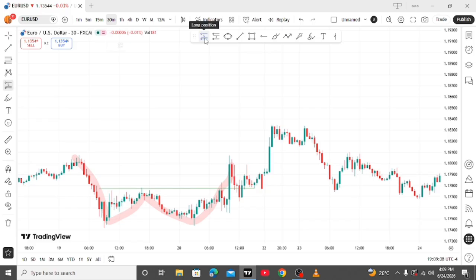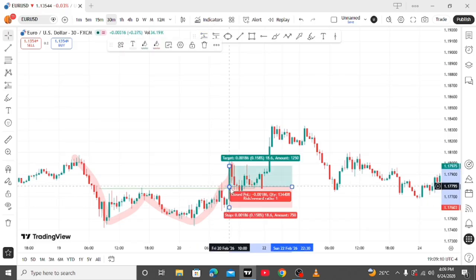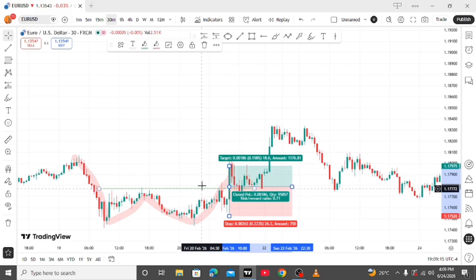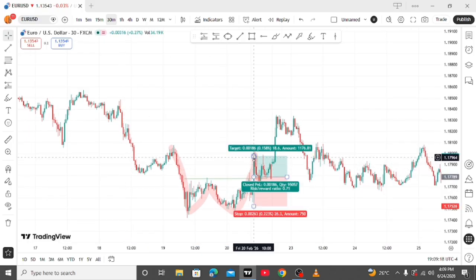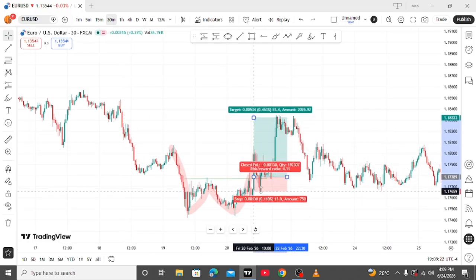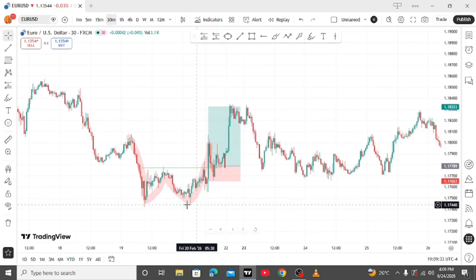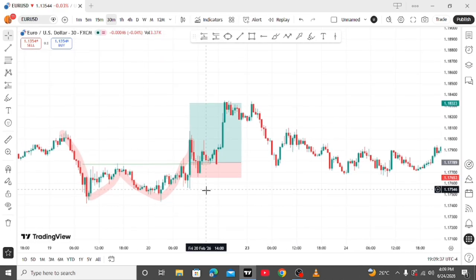So when you see a double bottom, what do you do? Long position. This means the market is about to reverse. So stop loss below and then take profit to the upside. And as you can see, this is a nice trade.